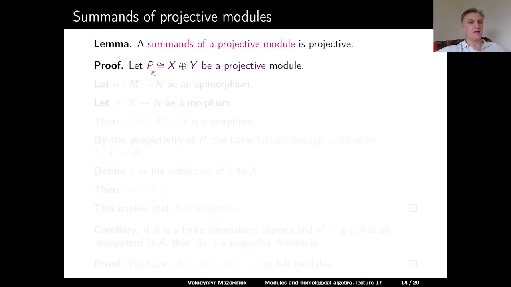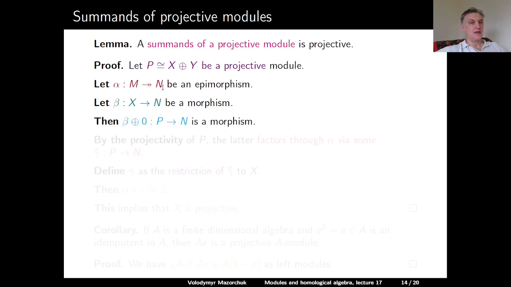Proof: let P be a projective module which is a direct sum of X and Y. Let alpha be a morphism from M to N which is surjective, that means an epimorphism. Let beta be a morphism from X to N. Then we can extend beta to a morphism from P to N by declaring that it is 0 on the summand Y. So beta direct sum with 0 is a morphism from P to N.